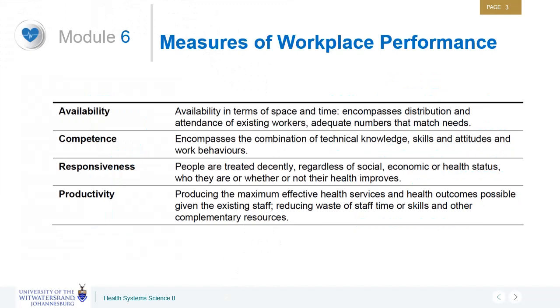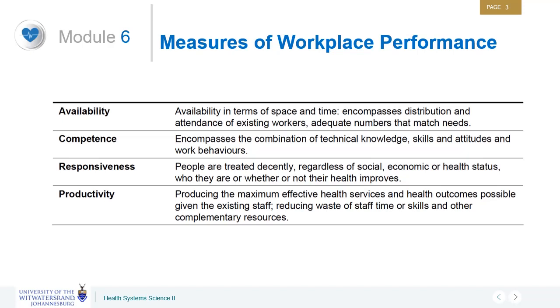The concepts of production and retention relate to measures of workplace performance. There are 4 of these: availability, competence, responsiveness, and productivity. With regards to availability, we're looking at space and time. Availability in terms of space and time encompasses the distribution and the attendance of existing workers and the adequate number that matches the need of the population. Competence encompasses a contribution of technical knowledge, skills, and attitudes and work behaviors.